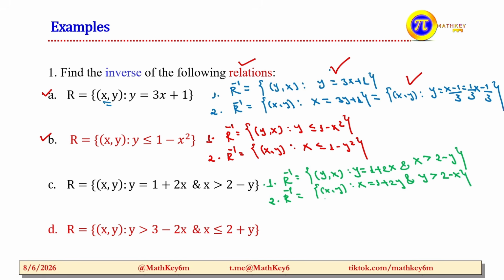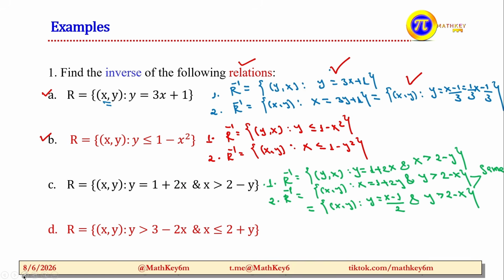The other option is that we may solve y in terms of x. This is also equal to {(x, y) : y = (x − 1)/2, and y > 2 − x}. The first two are the same, and these are the same. Last, these two are the same. We can find such forms.